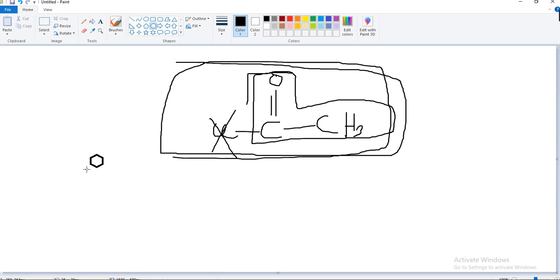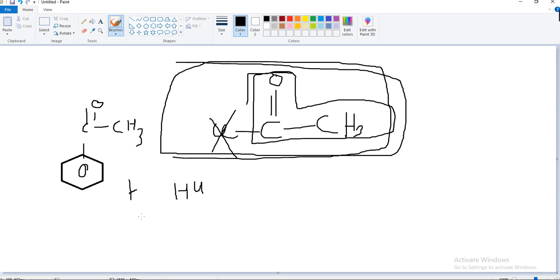One hydrogen is replaced and this group is added. C double bond O CH3. Okay, it is an acyl group. One hydrogen of benzene is replaced, and the byproduct is what? HCl in the reaction.